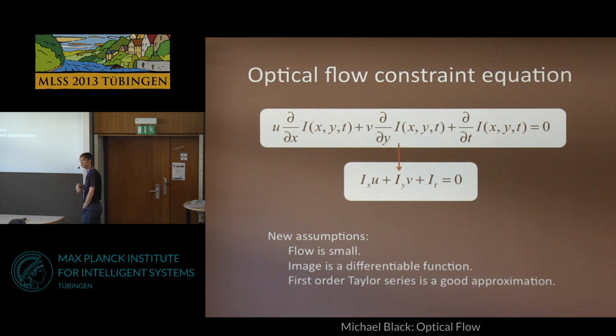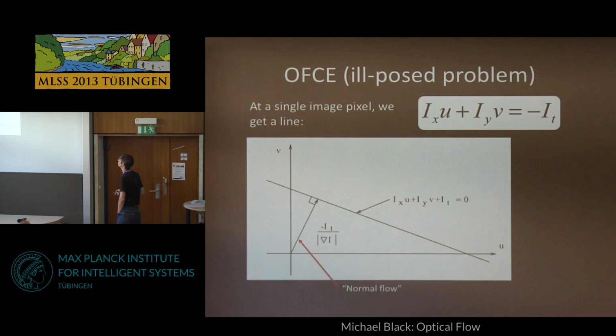We've made a bunch of new assumptions here. In particular, to do this first order Taylor series approximation, we assumed that the optical flow was small. We assumed that the image is a differentiable function, which it's this discrete thing, and so we're going to have to approximate those derivatives. And we also assumed that just the first order Taylor series was all that we needed. So a bunch more assumptions. We're starting to pile assumptions on top of assumptions here. It's getting a little unwieldy.